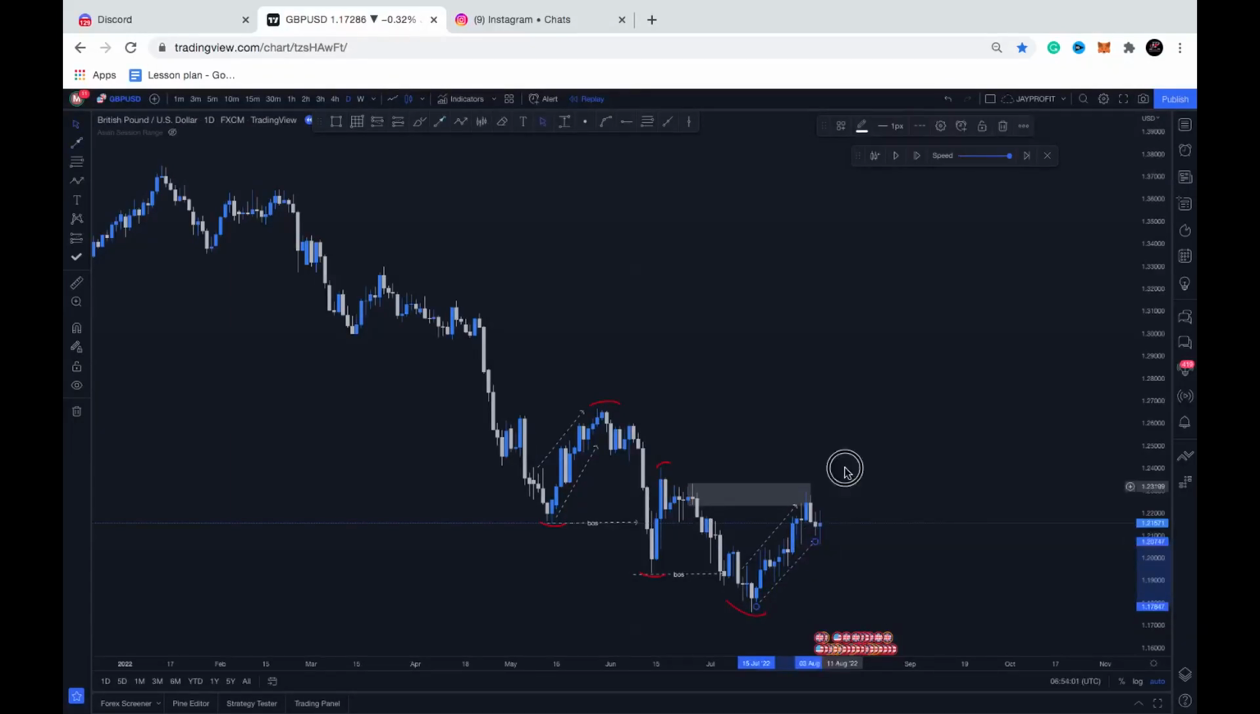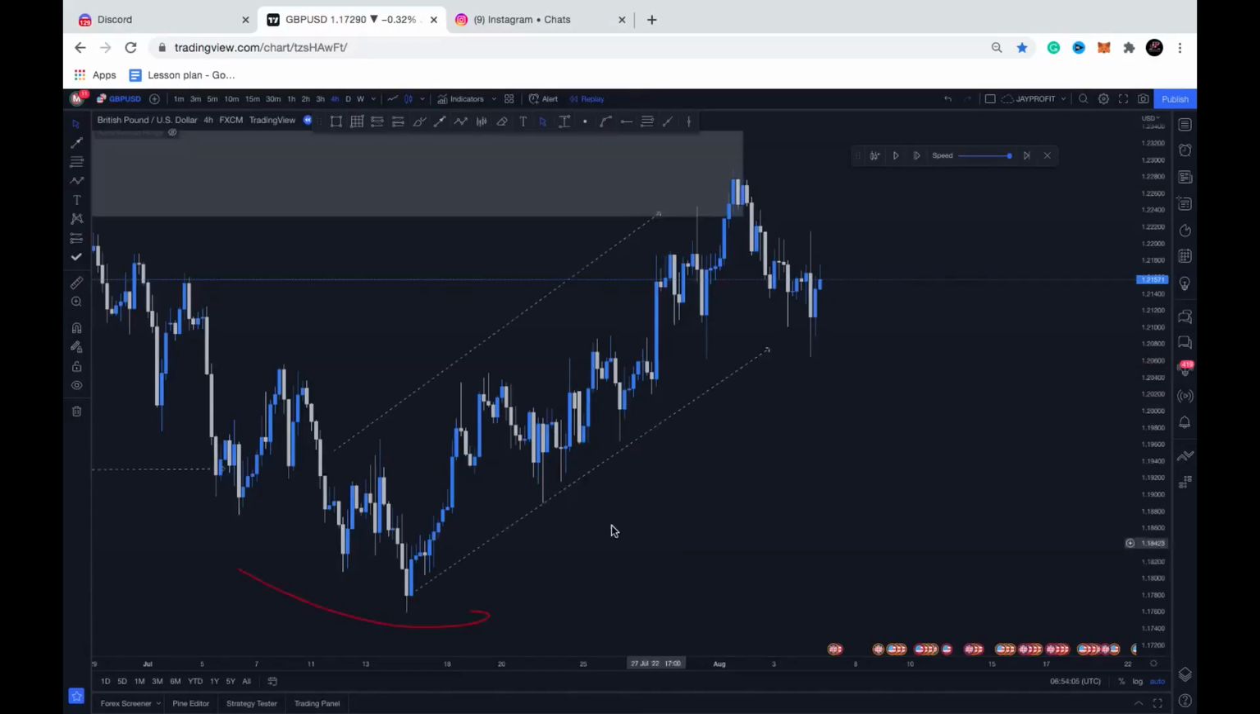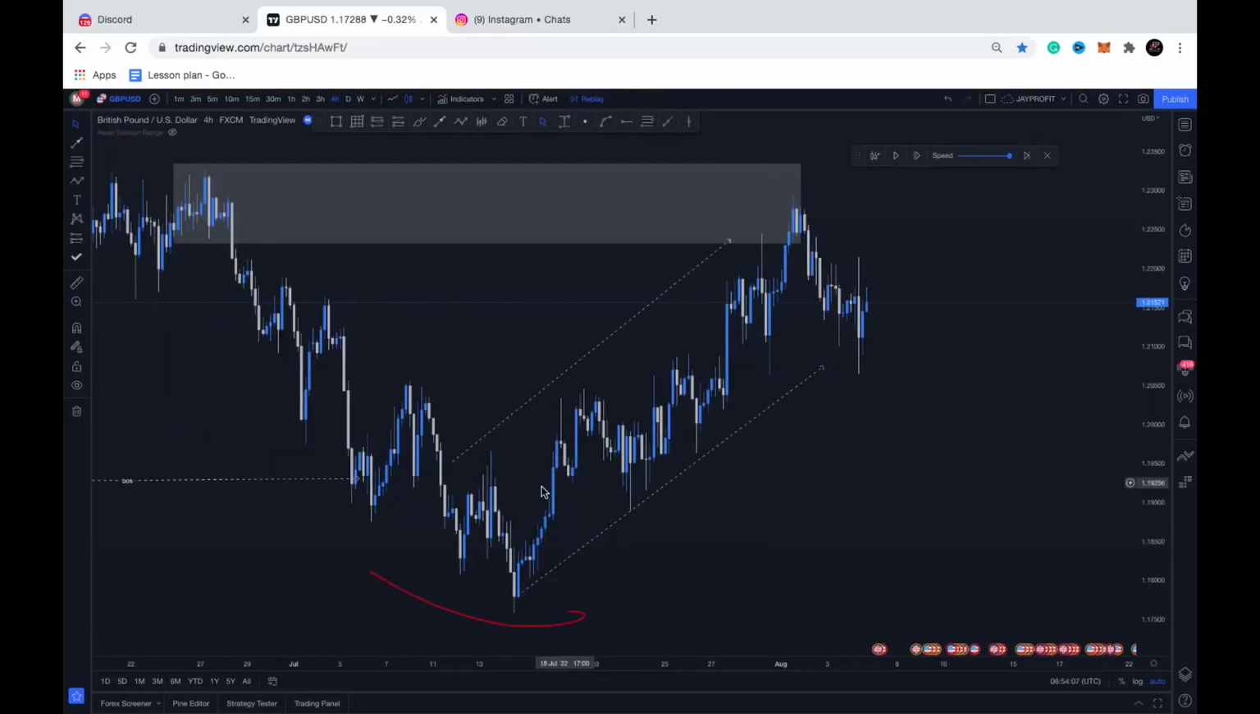Let's set this area too. All right, so let's push to the 4 hours time frame. As you can see on the 4 hours time frame, this is now the internal structure I'm talking about. This is the internal structure I'm talking about, right, on the 4 hours time frame.